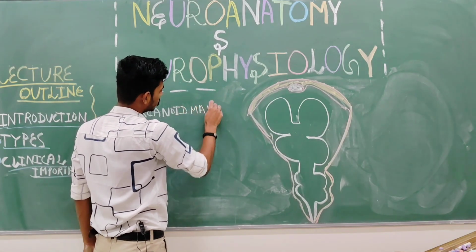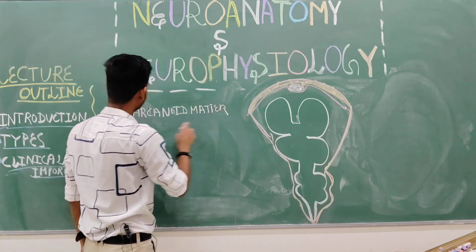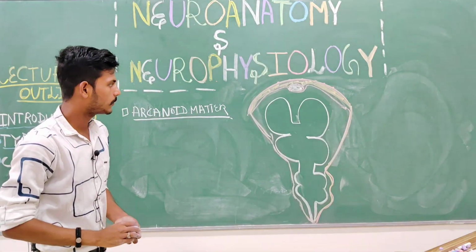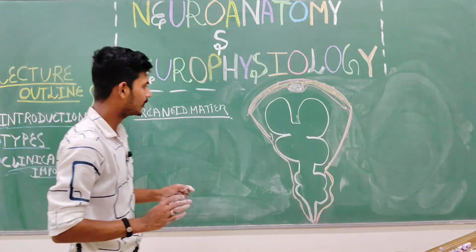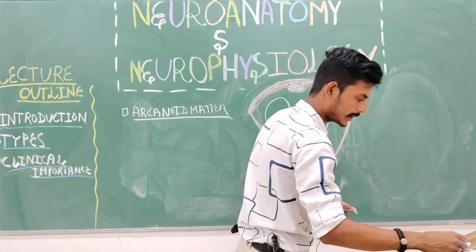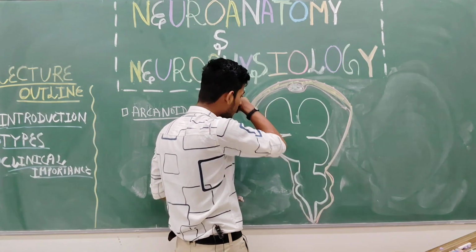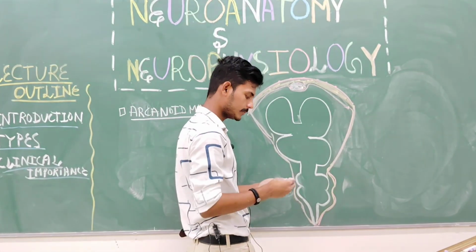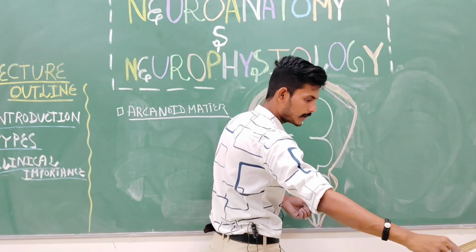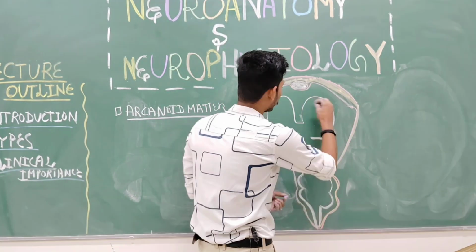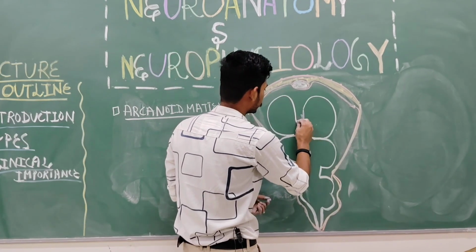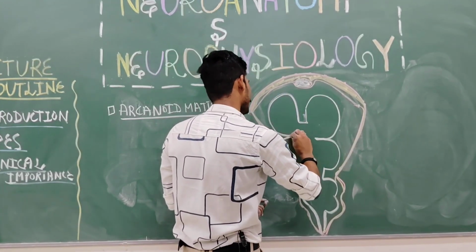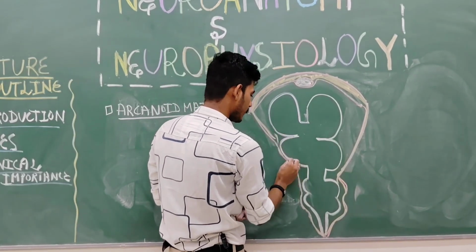Arachnoid mater. Now the thing we have to remember is that this arachnoid mater is sitting between two layers: first the dura mater, and the inner layer, that is your pia mater, which we will discuss in a few minutes.